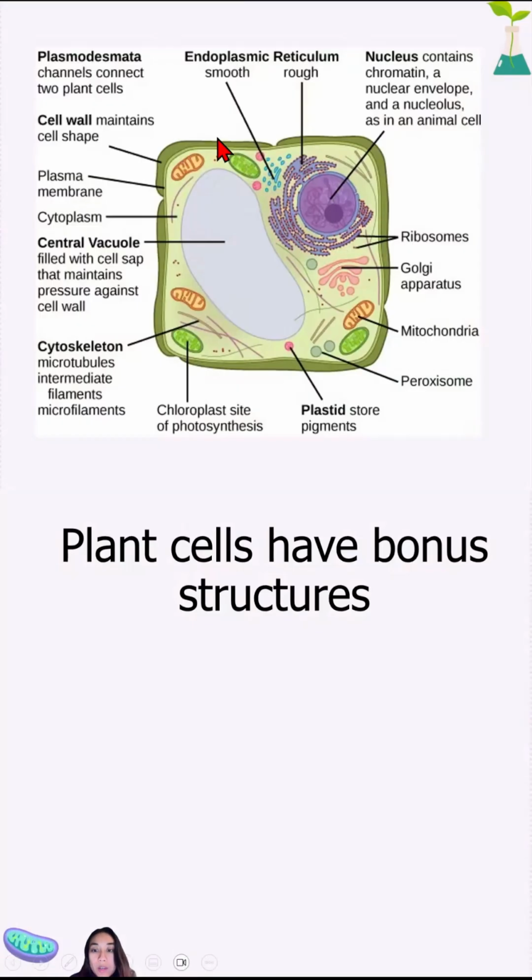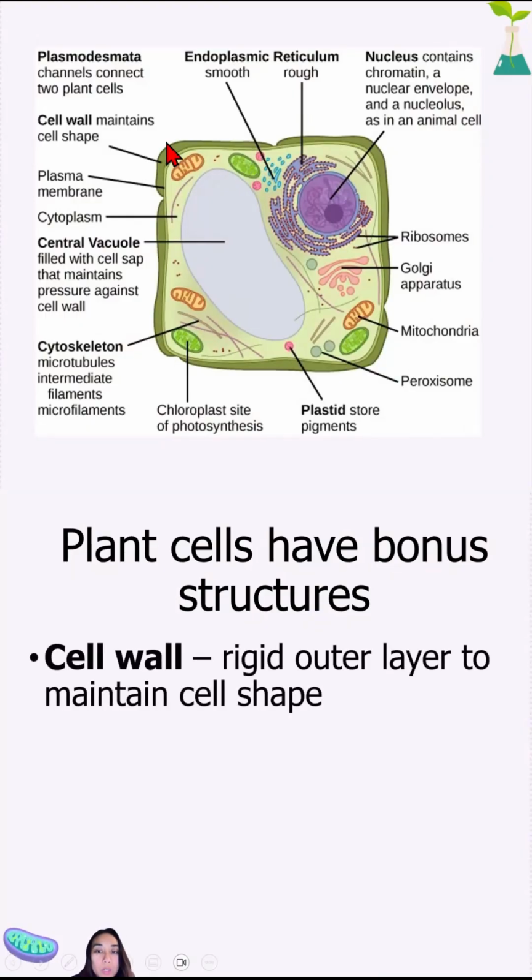All right, and then finally, we're gonna just talk about some of the bonus structures that plant cells have. So remember that eukaryotes include your plants, your animals, your fungi. So I'm just gonna talk about two organelles that are specific to plant cells. Plants are still eukaryotes, but they have these two bonus structures, two bonus organelles that are not found in the animals. So the first one is the cell wall.